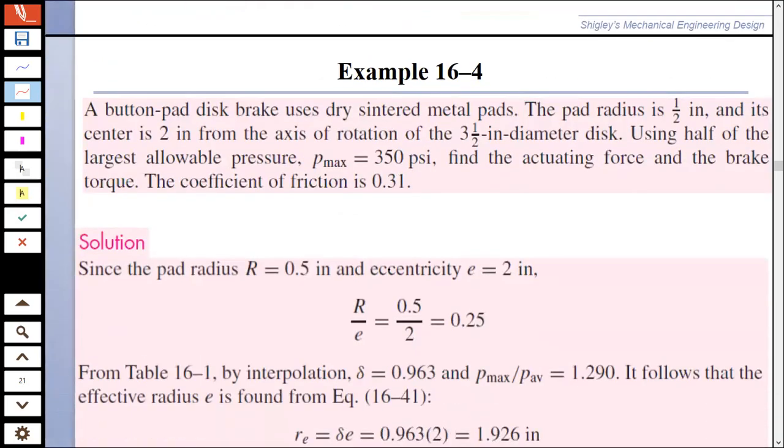This example says that a button pad, the same, the circular pad, ठीक है जी. A disc brake uses dry sintered metal pads, and the pad's radius is 0.5 inches and its center is 2 inches from the axis of rotation, on a 1 by 2 inches diameter disc. ठीक है जी. Using half of the largest available pressure, P max is 350. Find the actuating force. तो हमने क्या मालूम करना, F and the brake torque and the coefficient of friction.